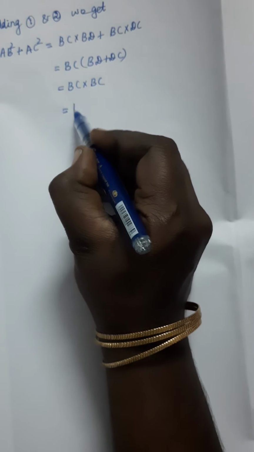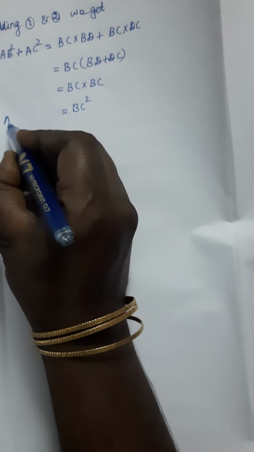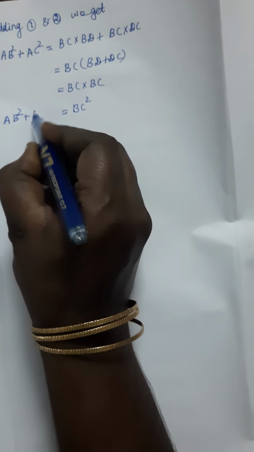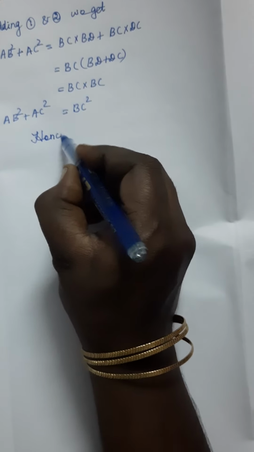So, which is equal to BC into BC. The same value we are multiplying, that is BC square. So what is the left side value? AB square plus AC square is equal to BC square. Are all clear? We get the proof, so we can write hence proved.